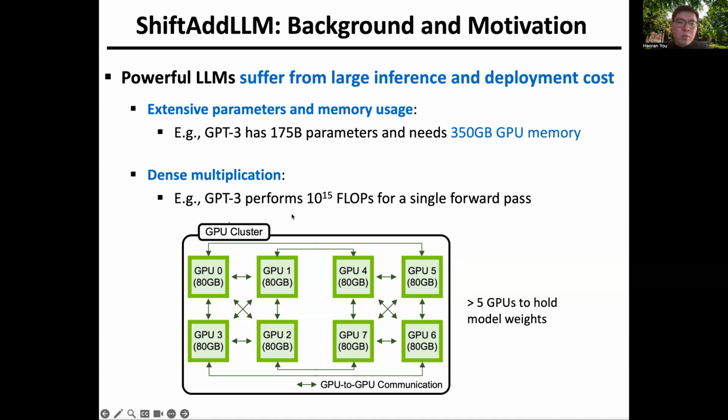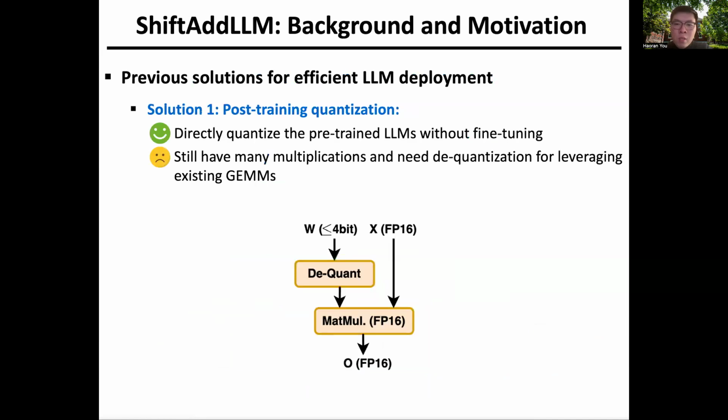Second, they have a lot of dense multiplications. For example, GPT-3 performs 10 to the power of 15 FLOPs for a single forward pass. Previous solutions for efficient large language model deployment include post-training quantization, either uniform quantization or weight-only quantization. Uniform quantization quantizes both weights and activations and is practically limited to 8 bits, for example, LLM.int8 and SmoothQuant. Weight-only quantization is more often used since the weights are the larger bottleneck, for example, OPTQ and AWQ. The advantage of such PTQ is that it can directly quantize the pre-trained large language models without fine-tuning. But the disadvantage is that such PTQ methods still have many multiplications and need dequantization to leverage existing GEMM kernels.